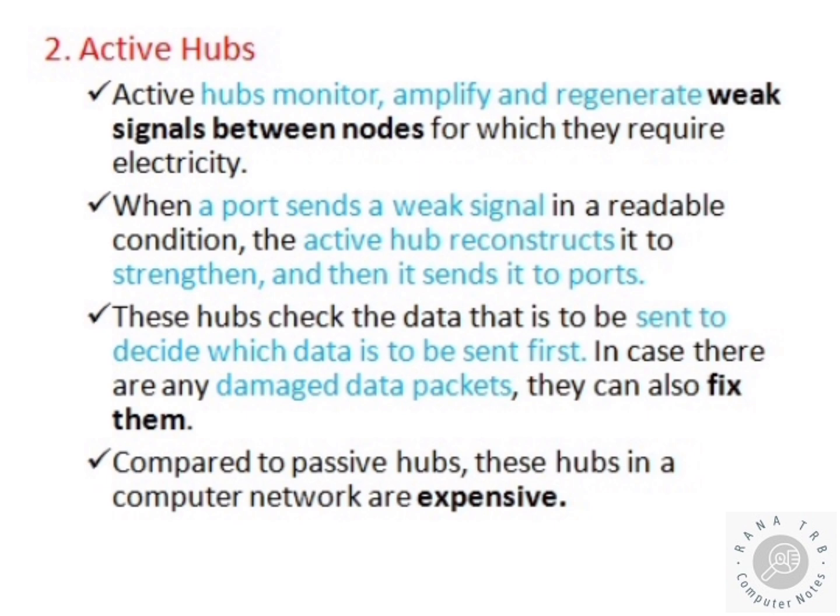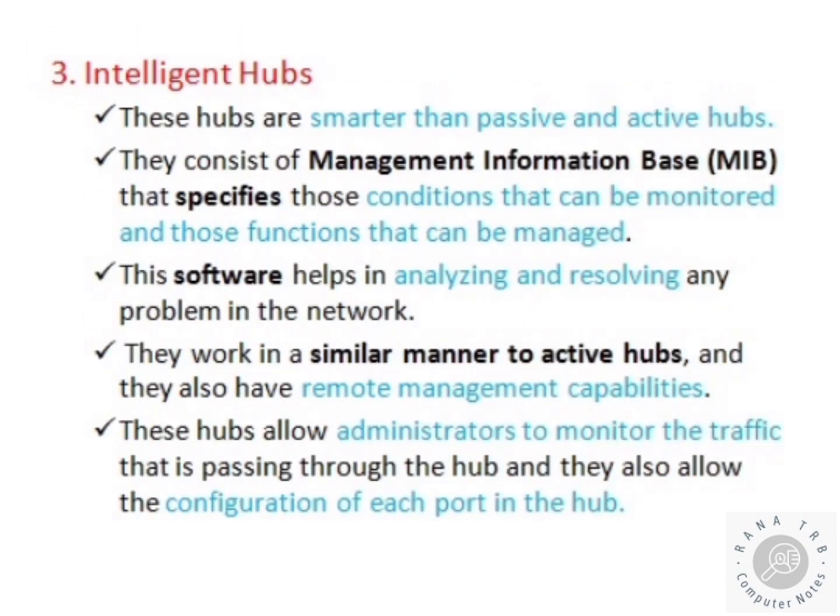And the next point is, this hub has the ability of monitoring, which means it decides which data needs to be sent first. In case of any damage in the packet, it can fix it and send the data again. And because of this regeneration, amplification and monitoring, this active hub is more expensive than the passive hub in the computer network. Next one is the intelligent hub.